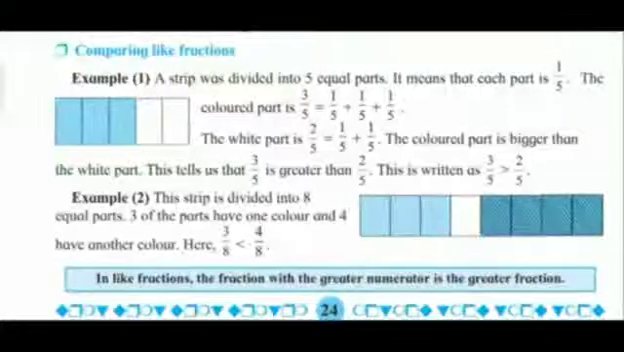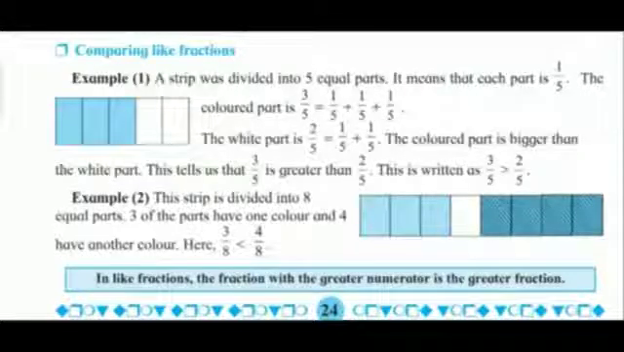Okay, look at this second example. The strip is divided into 8 equal parts. Now there is a bigger strip and that strip is divided into 8 equal parts. 3 of the parts have one color and 4 have another color. Now there are total 8 parts.